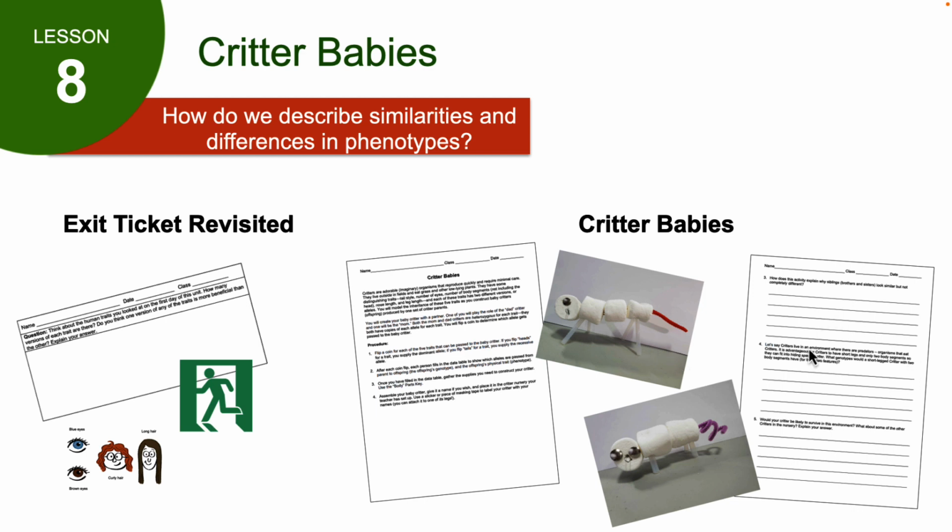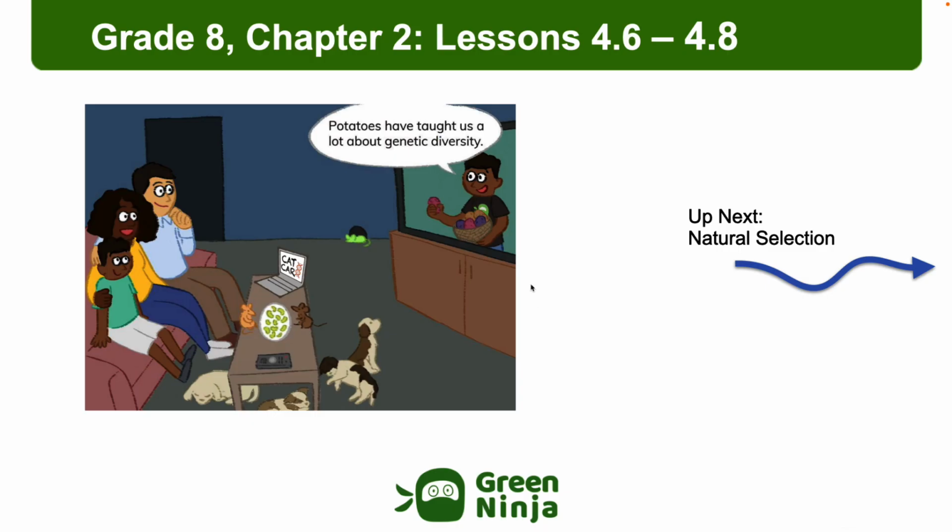The critter baby worksheet guides the process and ends with a question asking students to again think about how certain traits could be beneficial. That's because we're queuing up natural selection in the next chapter.